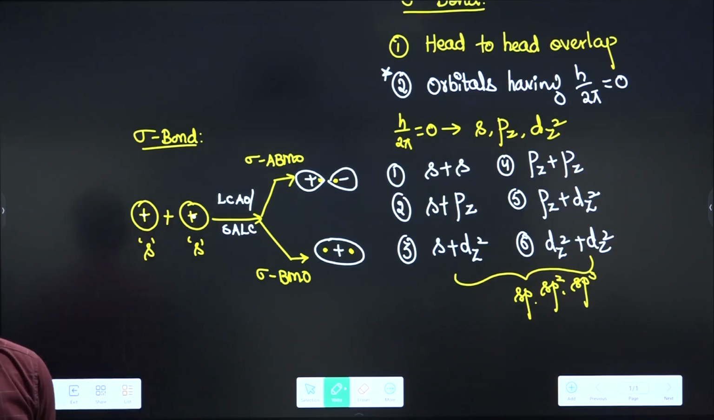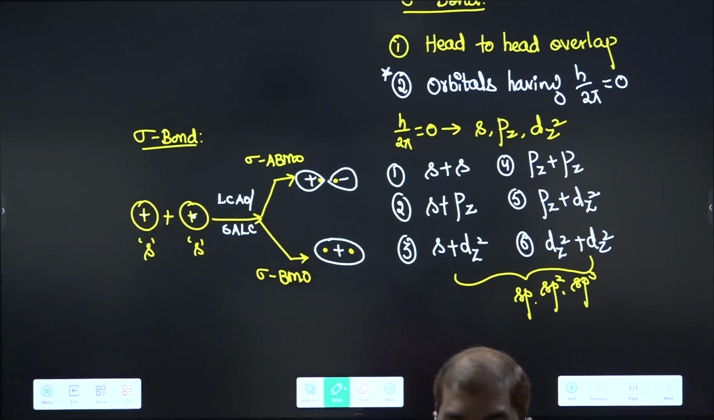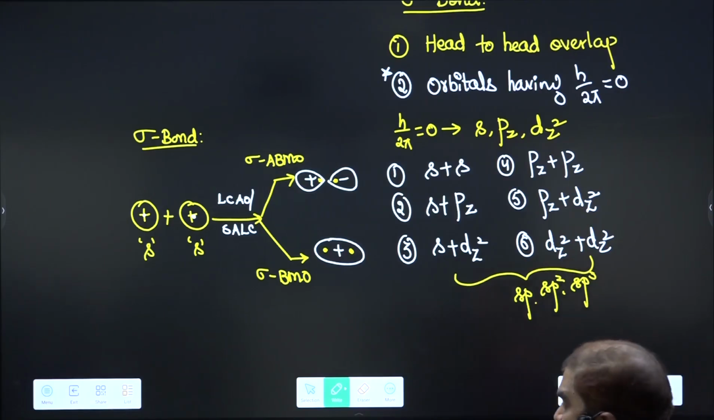We are not concerned about sigma ABMO. We are concerned about sigma BMO because we are talking about sigma bond. For sigma bond, consider BMO. Don't consider ABMO. What is LCAO?